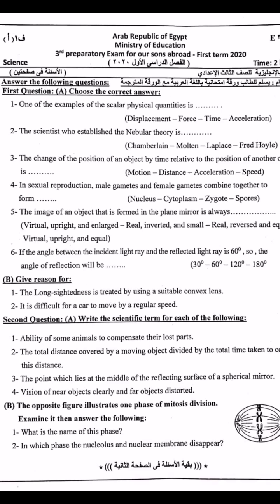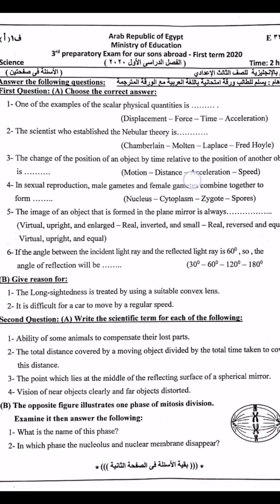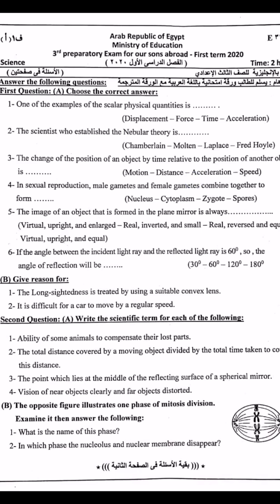Second question, write the scientific term for each of the following. Number 1, ability of some animals to compensate their lost parts. The answer is regeneration. Number 2, the total distance covered by a moving object divided by total time taken to cover this distance. The answer is average speed.